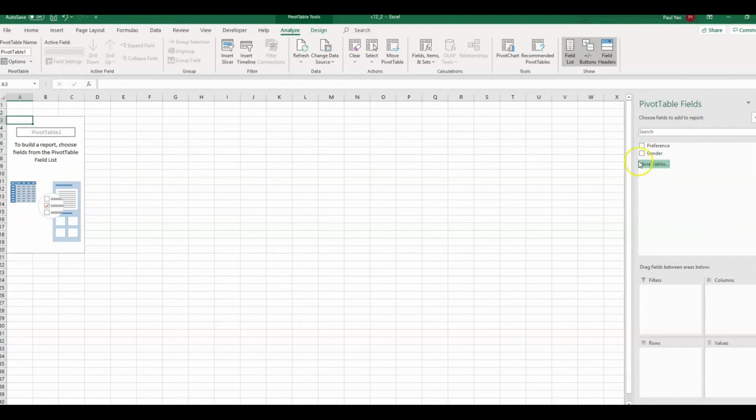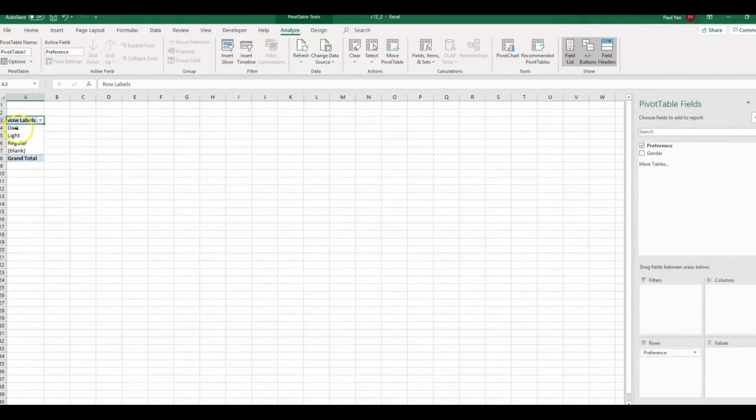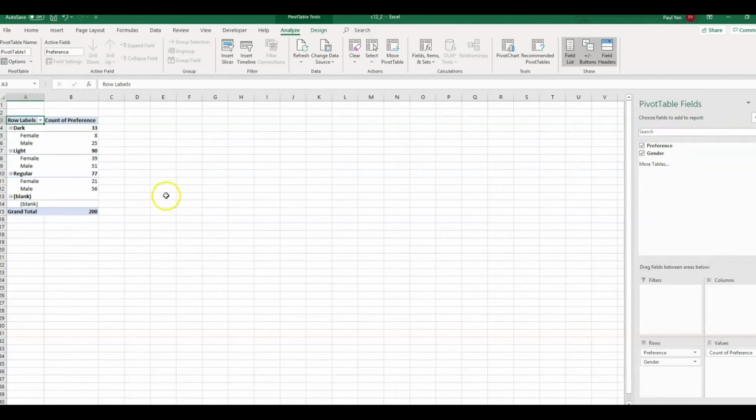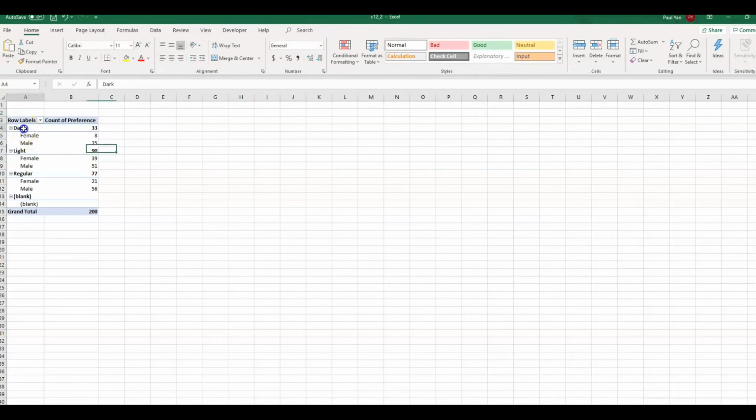We have the preference, and now we have the gender. Let's grab this one to our rows: dark, light, regular. Let's grab gender to our rows again. So for dark, we have female and male, and for light, we have male and female. Then we drag the preference and use count, so the count of preference. Male is 8, female is 8, male is 25, total is 33. This is light. Let's copy this as a value.